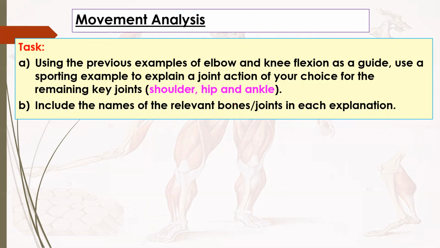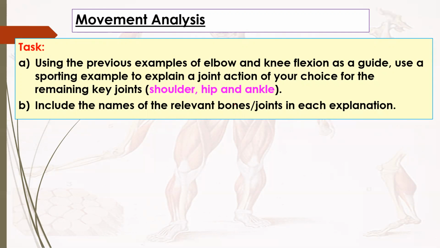I want you to think of other examples from different sports to try and explain the joint action of your choice from the remaining key joints. So essentially we've done a joint action at the elbow, we've done a joint action at the knee. I now want you to do one for the shoulder, one for the hip, and one for the ankle. I say one, do at least one, okay?